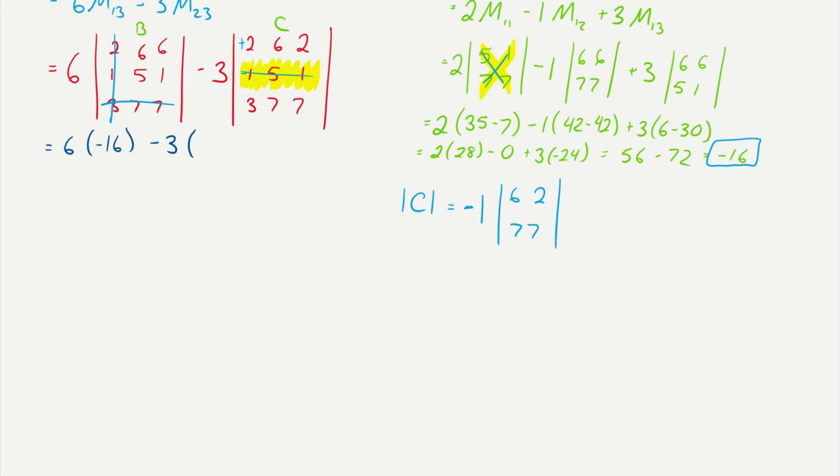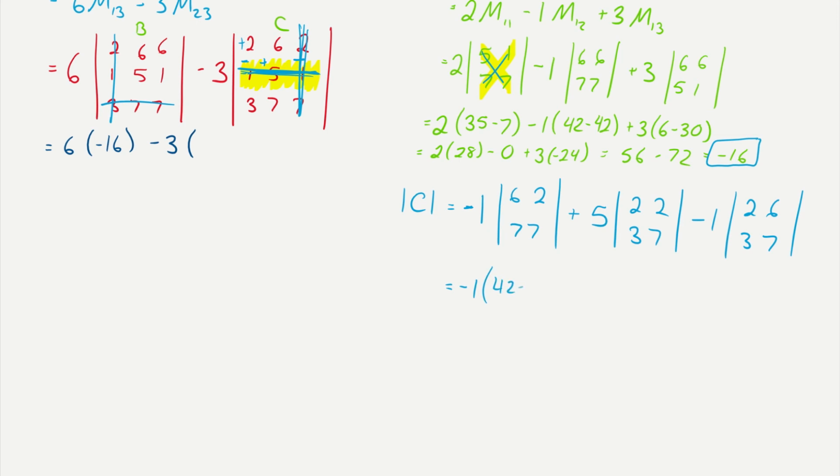Okay, and then from there, it's now 5. So it's plus 5, and I keep it positive because the signs go negative, positive, negative. Cross out, and I have the matrix 2, 2, 3, 7. Okay, and lastly, I go over to 1, and this time it's going to be -1. And what matrix is left? If I cross out the row and column, I get the 2, 6, 3, 7 matrix. To find those determinants, -1 times 42 minus 14, plus 5 times 14 minus 6, minus 1 times 14 minus 18.